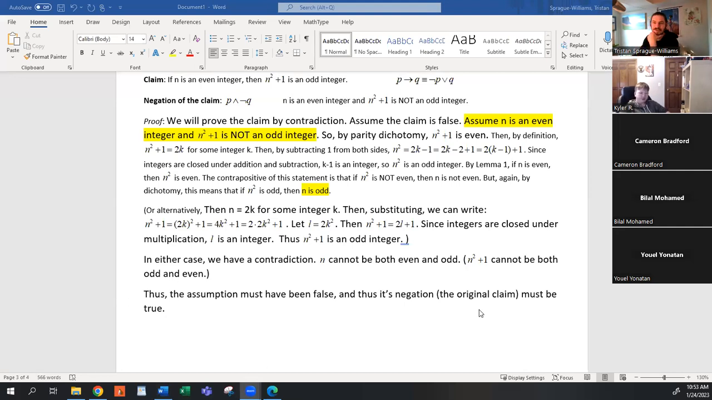Yeah, this is the essence of proof by contradiction, right? You assume the negation and then you are able to deduce something that's clearly false. And so you say, well, that thing I assumed must be false. And if that was false, then the original thing must be true.